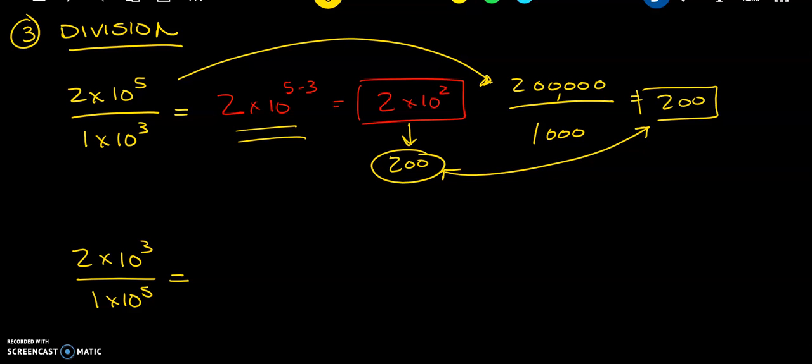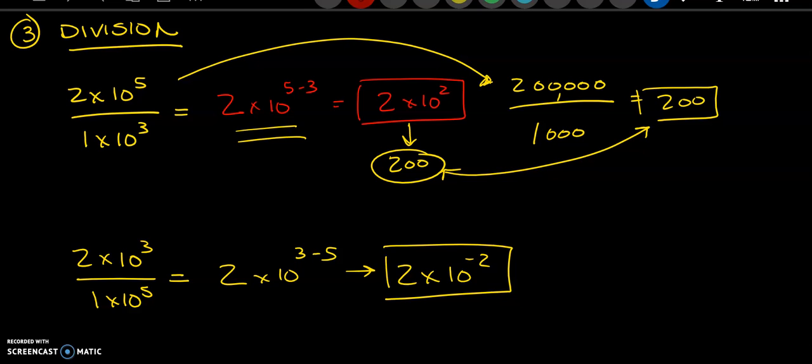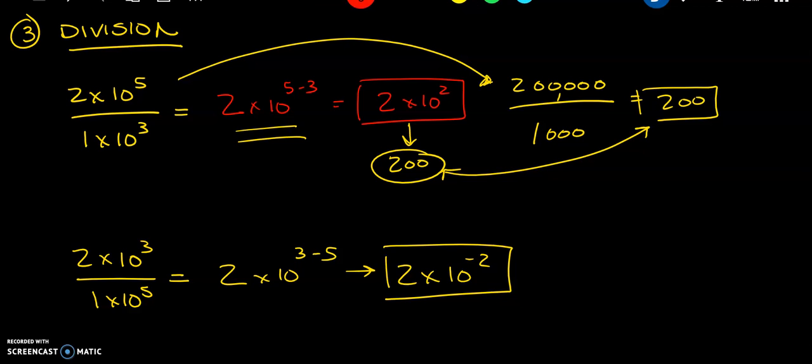2 times 10 to the 3rd divided by 1 times 10 to the 5th. So 2 divided by 1 is 2 times 10, 3 minus 5. Negative exponent, 2 times 10 to the negative 2. Now we can actually leave that. You're like, wait, it's a negative exponent. But with scientific notation, it's okay to leave that because that's telling us which direction the decimal goes. Okay, so that's telling us something very, very important.